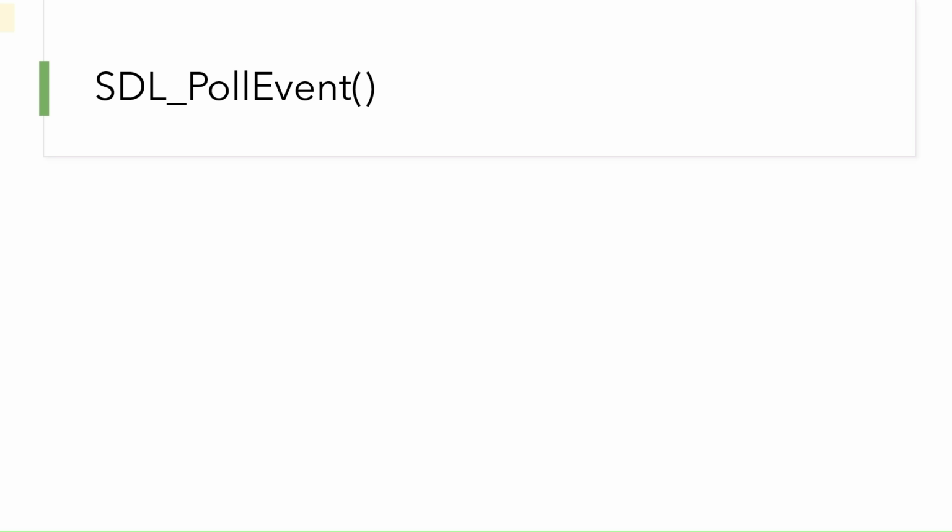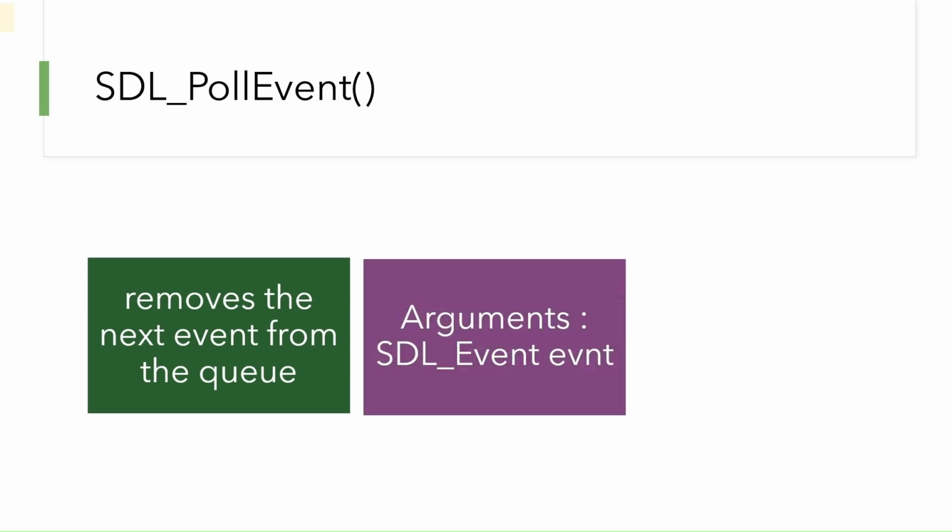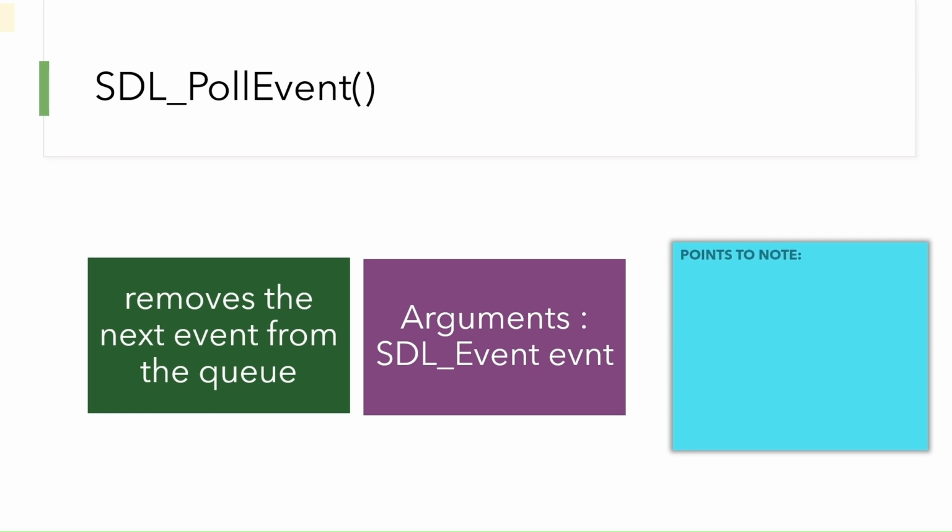So let's now talk about SDL poll event. SDL poll event is a function that is responsible for pulling or removing an event from the queue. The argument to this function is an SDL event type variable that we declare in our code. Some important points to note about the SDL poll event function: one is that SDL poll event requires a pointer to be sent as argument, and so what we do is we send the address of the same SDL event type variable that we declare in our code.